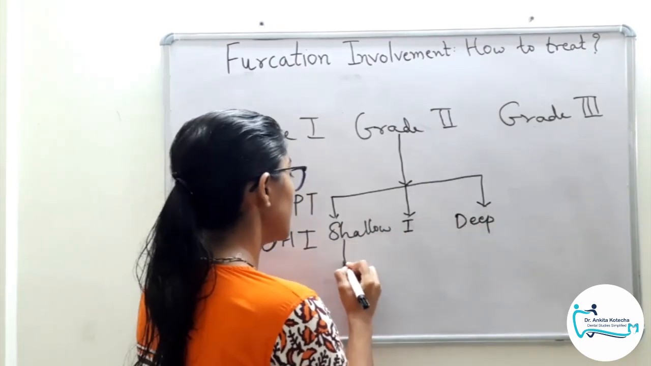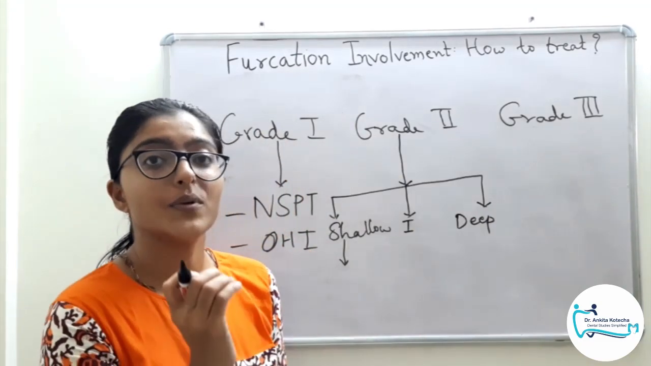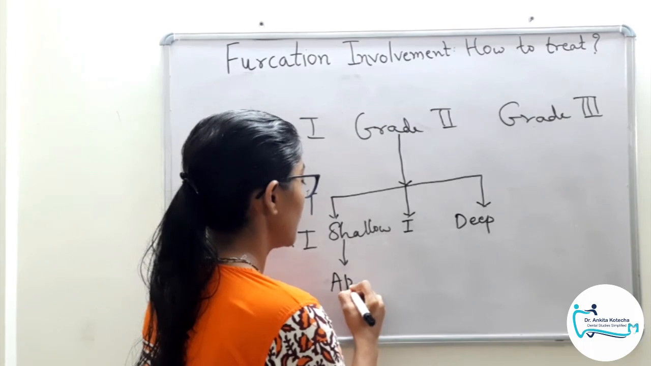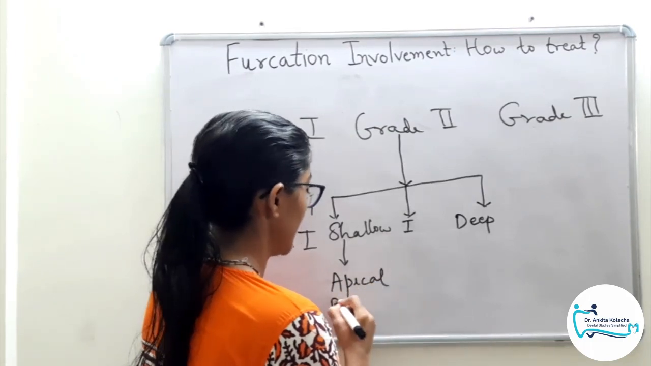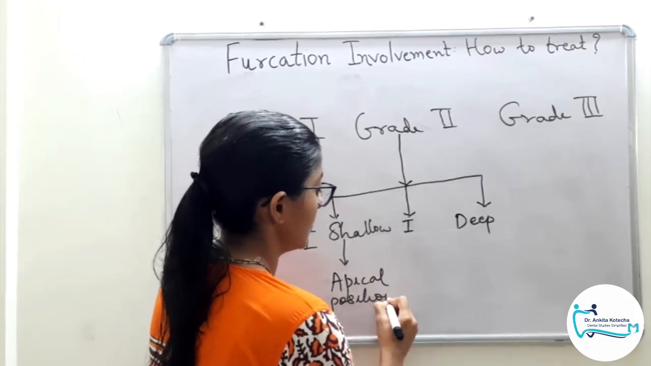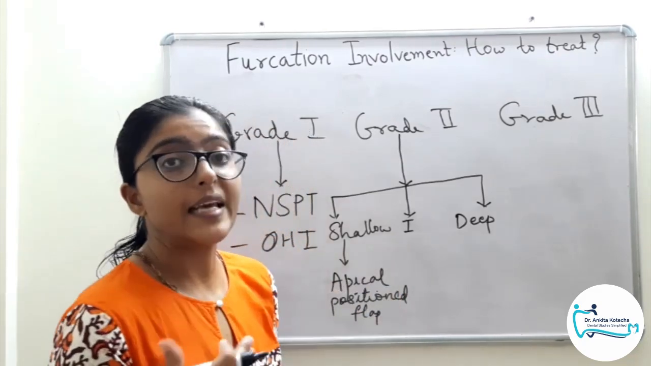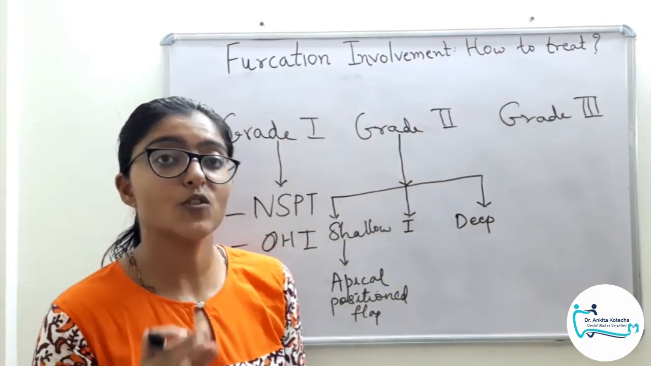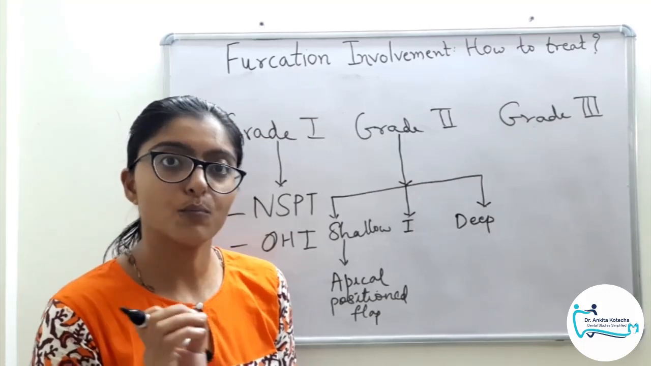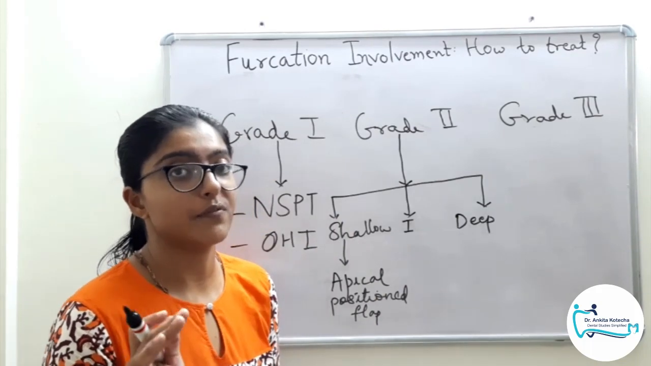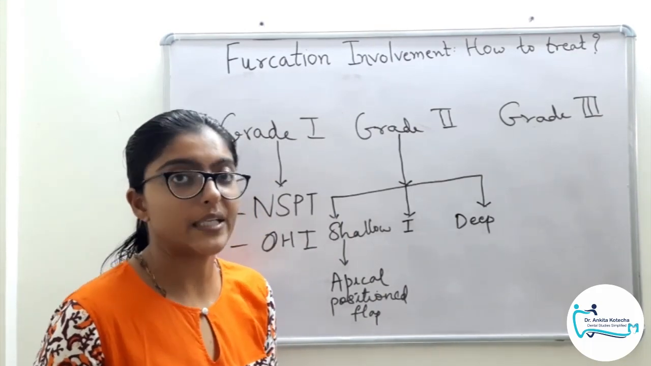Clear? See, if it is a shallow furcation involvement with shallow depth of the defect, consider apical positioning of the flap, apically positioned flap, to make the cleanliness or oral hygiene maintenance of that furcation involved site more better. Clear? This is the treatment plan for shallow defects of furcation involvement grade 2.